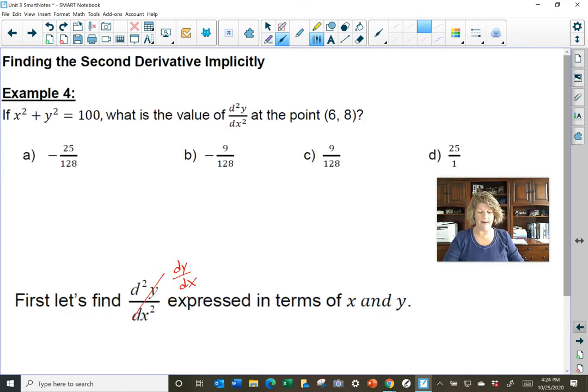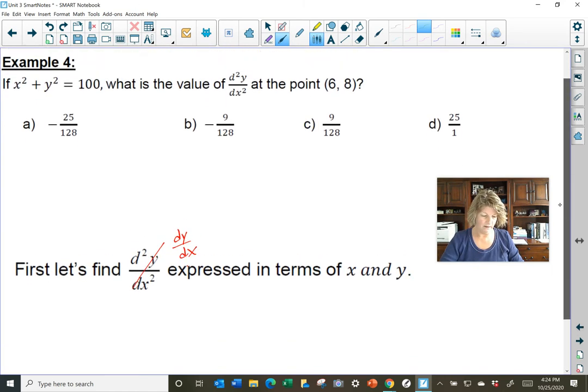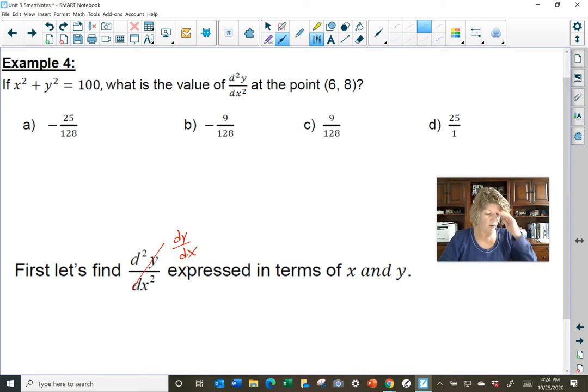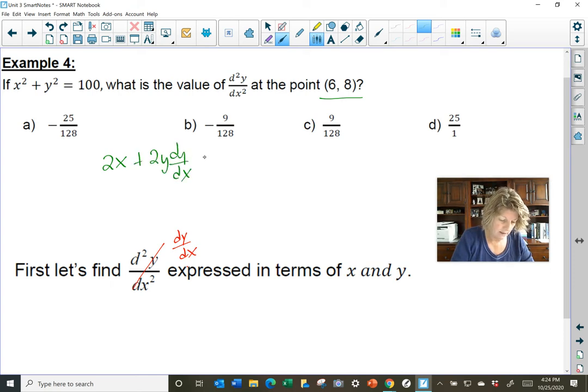Let me finish up by doing example 4. So x squared plus y squared equals 100. We want to get to the second derivative. Oh, this is the same problem we've done prior in our work. One of the lessons: 2x plus 2y dy/dx, because it's implicit, equals 0. Solve for dy/dx, and you'll find out that dy/dx equals, subtract 2x, that's negative 2x, divide by 2y, you're going to get negative x over y.